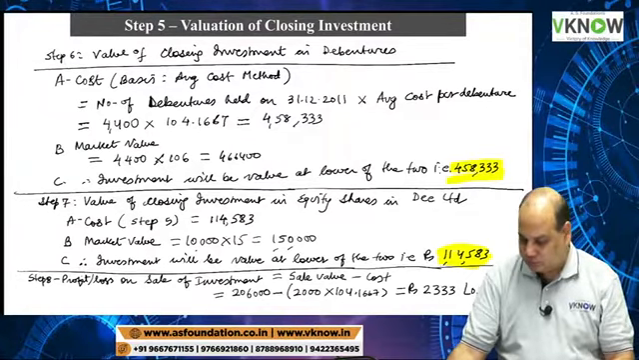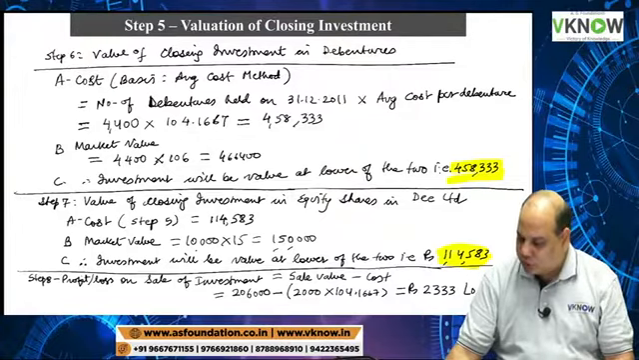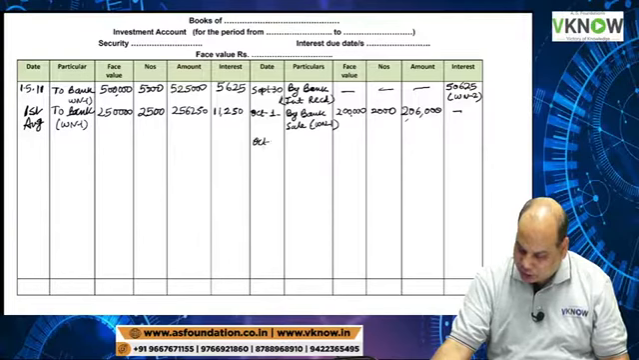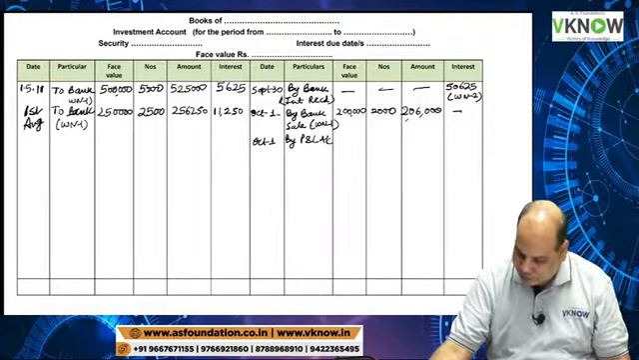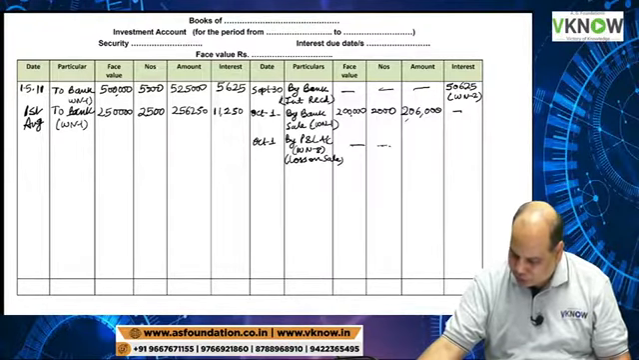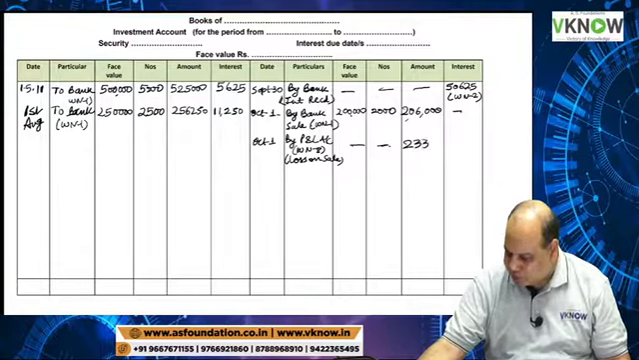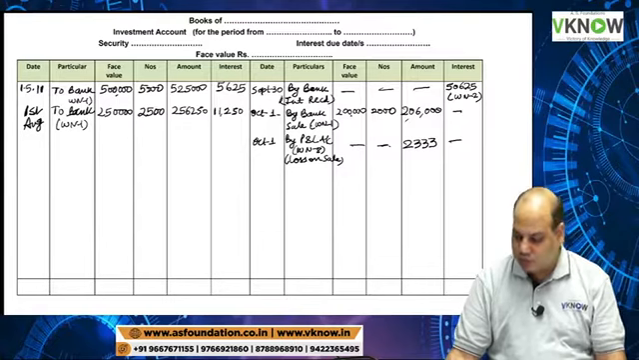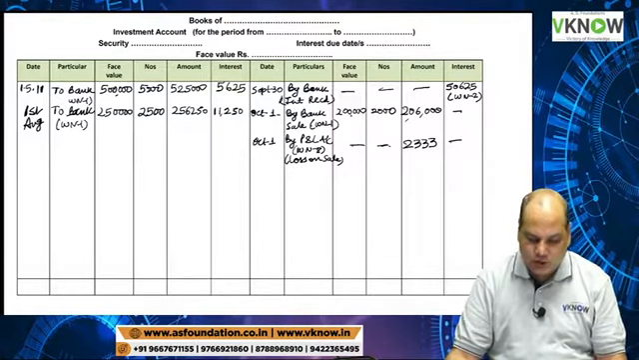Okay. So now you come back to your investment account and on the same date write down October 1 by P&L account, working note 8, loss on sale. In amount column 2,333. So this completes our entry related to sale.